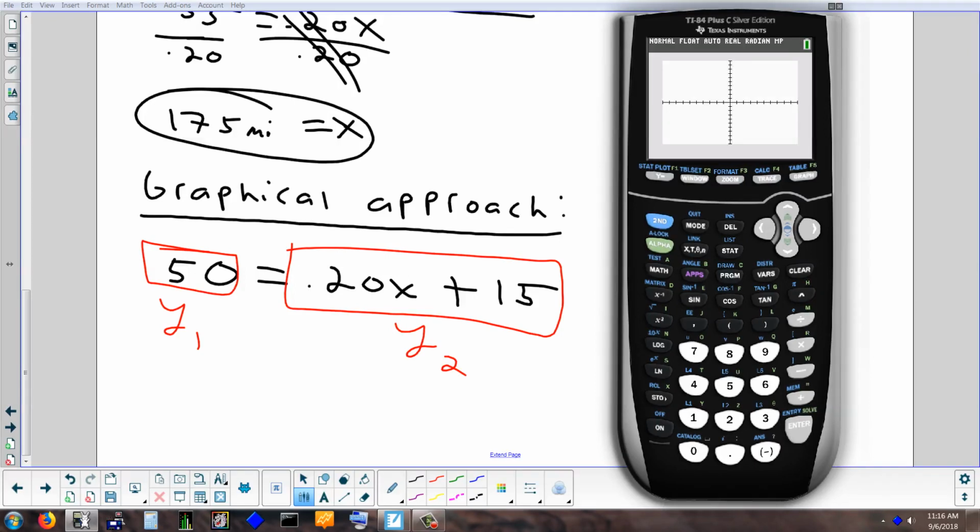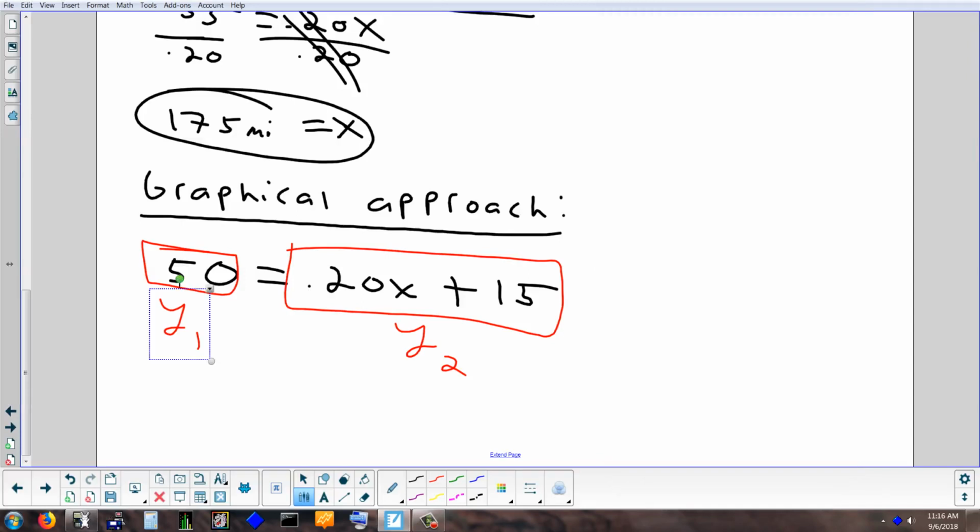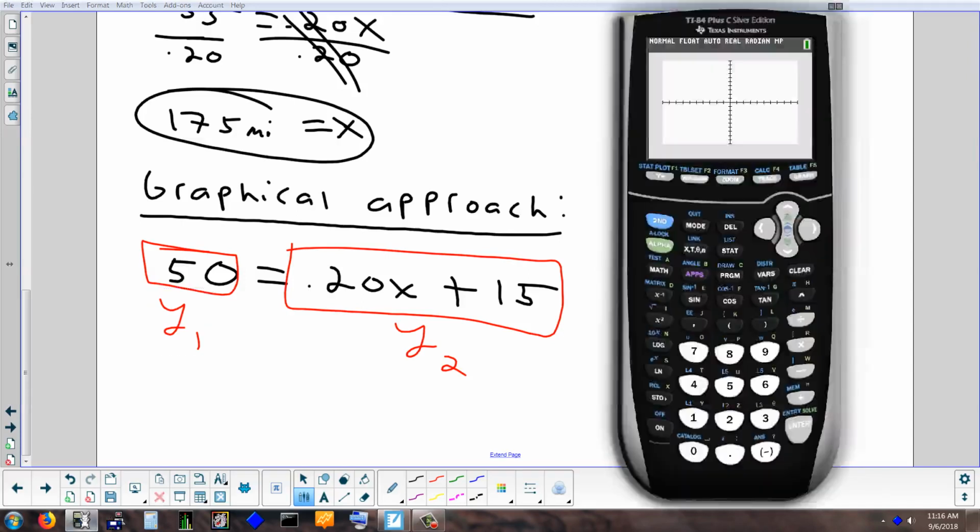My window's not big enough. First of all, y equals 50. That's a horizontal line at 50. Well, the highest I'm looking on my window is 10. So to go up to 50, do I adjust the X min, max, or the Y min or Y max? Which one do I have to adjust? Y max. The Y max.